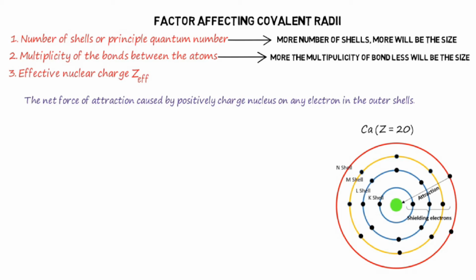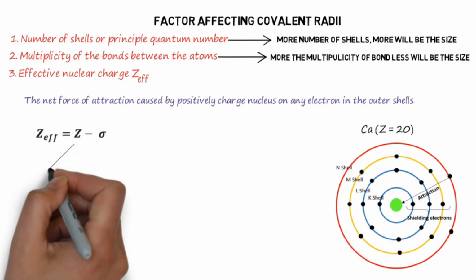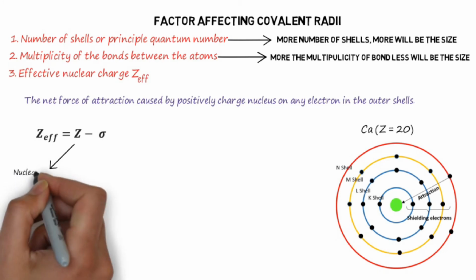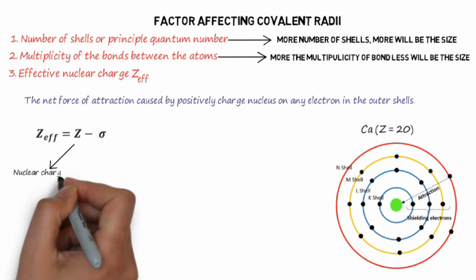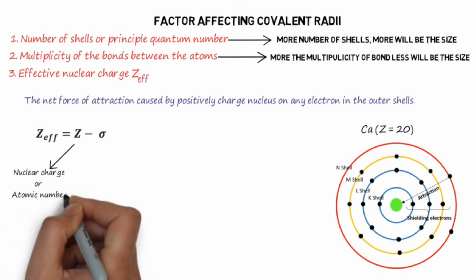So, in order to find the value of effective nuclear charge, we have to consider not only the nuclear charge but also shielding constant, whose value is dependent on the number of electrons in the inner shell. Mathematically, we can write Z effective is equal to Z minus sigma. In order to find numerical value of the shielding constant, we use Slater's rule.